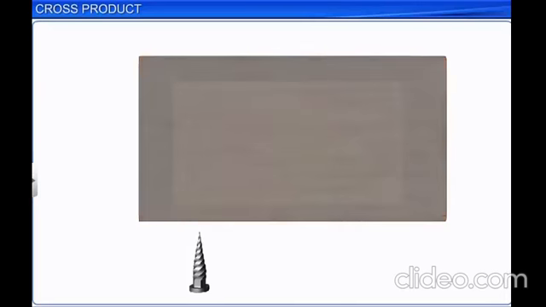You must have observed that when a screw is placed on a wooden board and rotated in an anti-clockwise direction, the screw advances into the board. Now, let us study this behavior of the screw in terms of vectors.